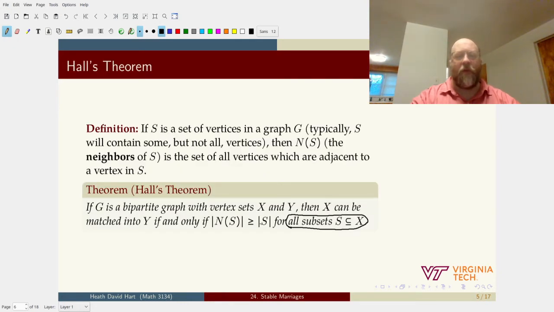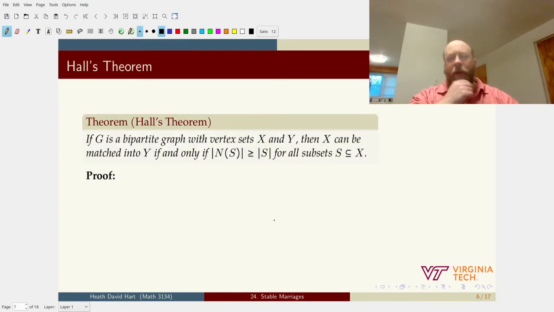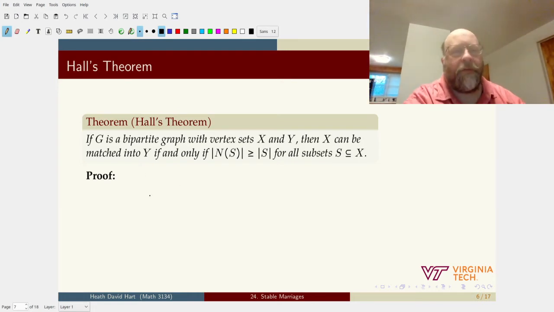So that's what Hall's theorem says. We have to have at least as many neighbors as vertices for all subsets of vertices in X. Okay? So the proof for this theorem is by induction.